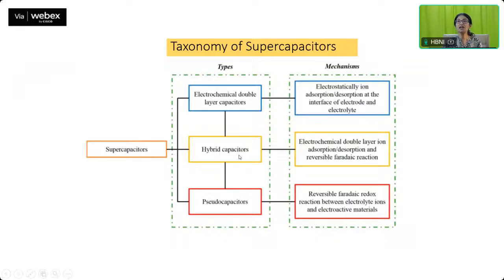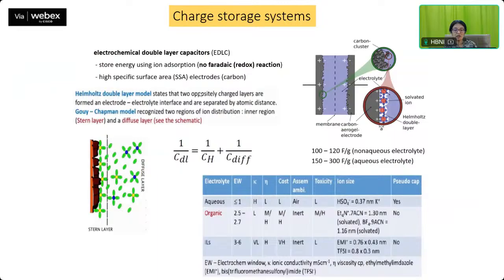And then you have the hybrid capacitor. In this case, it is electrochemical double layer ion adsorption-desorption along with a reversible Faradaic reaction. As the name suggests, it is a hybrid between an electrochemical double layer capacitor and a pseudocapacitor, that is, a hybrid between capacitors which work via a Faradaic process and capacitors which work via a non-Faradaic process. So these are the hybrid capacitors. This is the taxonomy of supercapacitors.